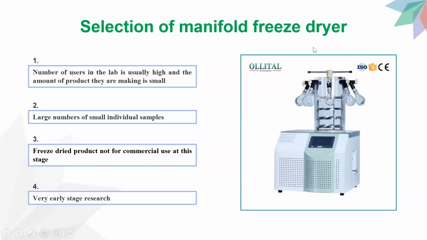The manifold freeze dryer is the best method to be selected in the laboratory for many reasons. Number 1, the number of users in the lab is usually high and the amount of product they are making is small. Number 2, large numbers of small individual samples. Number 3, freeze-dried product is not for commercial use at this stage. And number 4, very early stage research. For these reasons, the selection of the manifold freeze dryer is considered the best one.